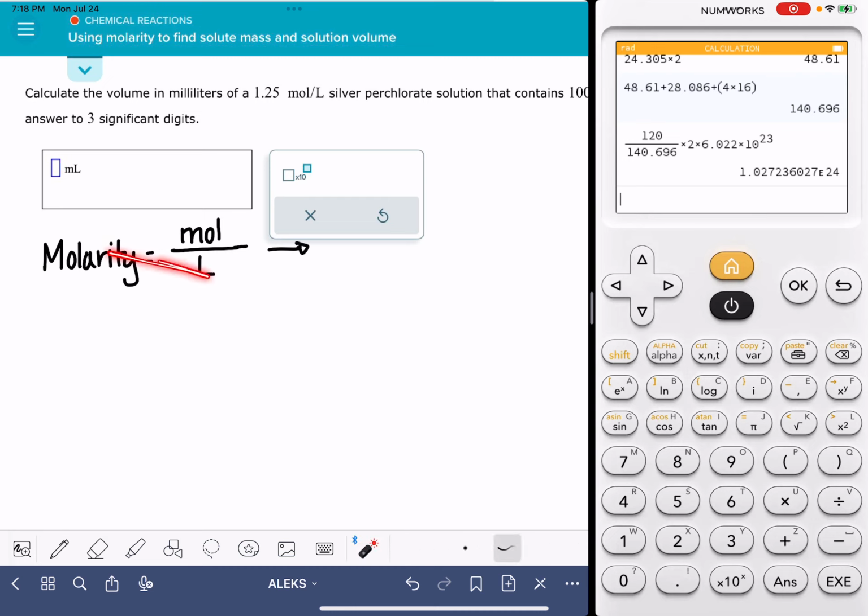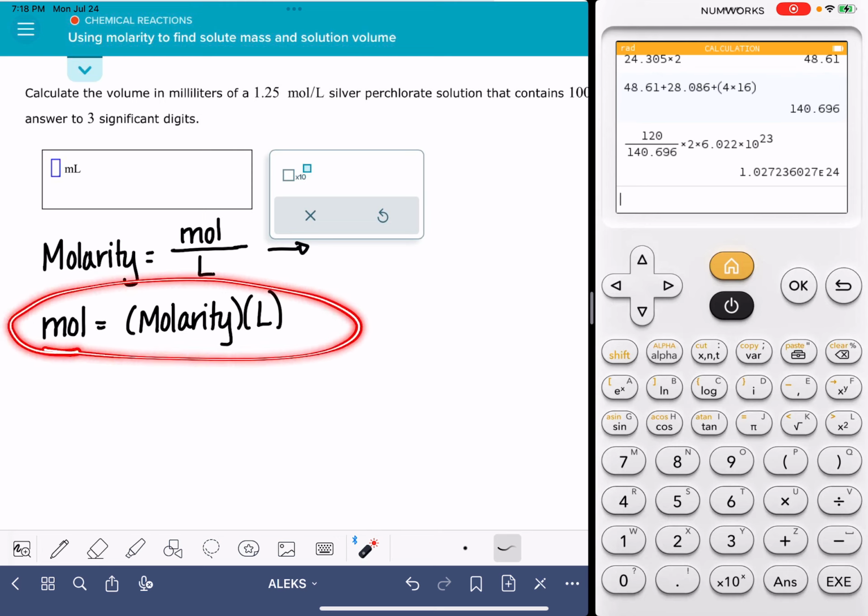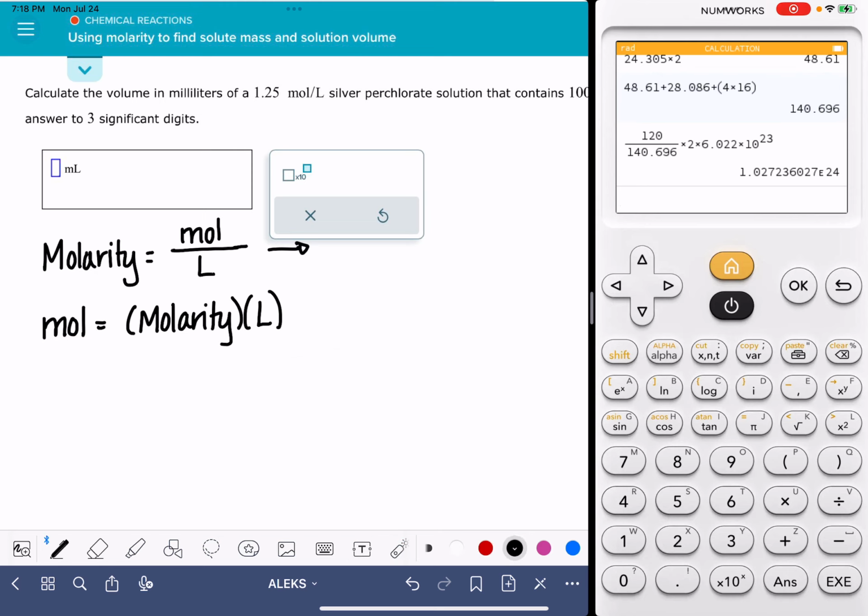For example, we could do cross multiplication with this equation, and we could say that the moles of a substance is equal to the molarity times the volume in liters. This would be a great version of the equation to use if ALEKS was asking you to calculate the moles of a substance. Another version of the problem asks you to calculate the volume. To isolate the liters, we rearrange one more time: liters is moles divided by molarity.